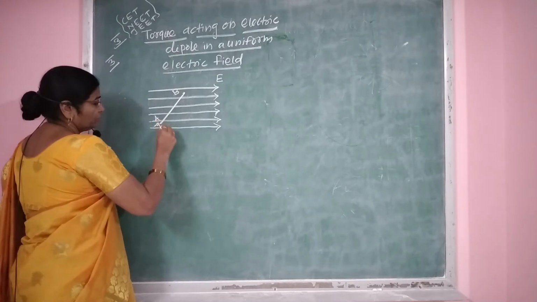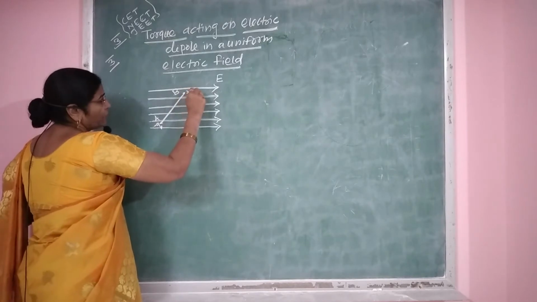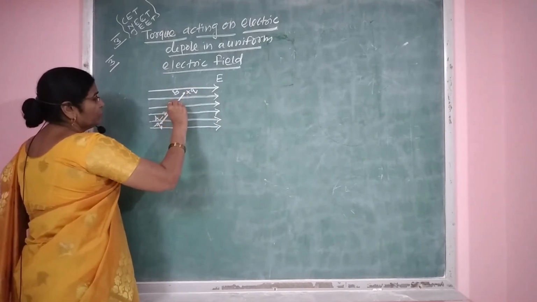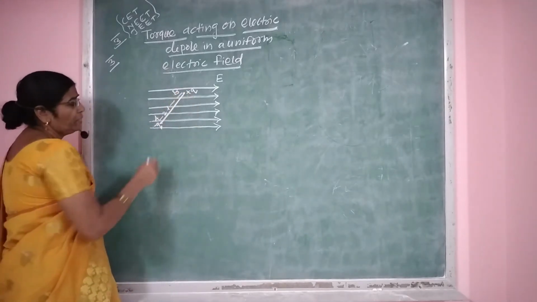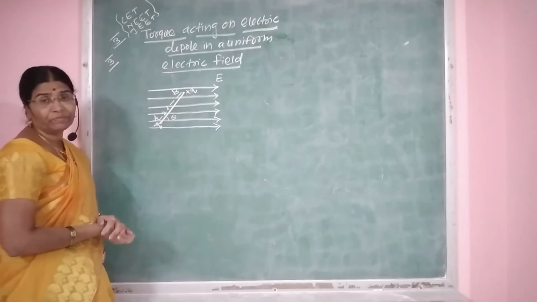Negative charge, minus Q be the charge at point A, plus Q be the charge at point B, separated by a distance 2L, making an angle of theta with the direction of the field.